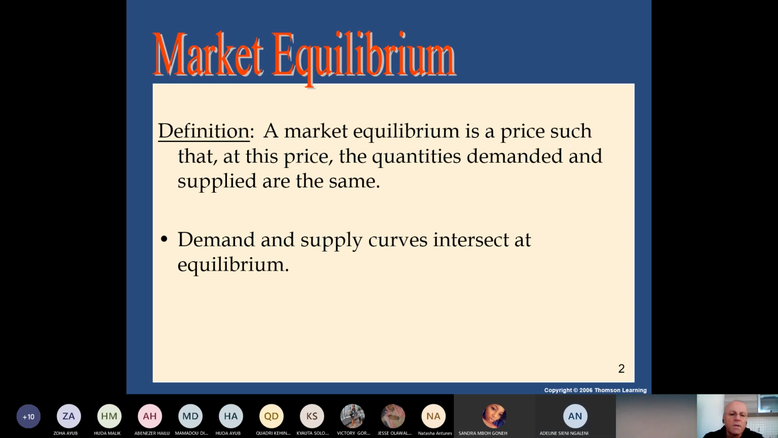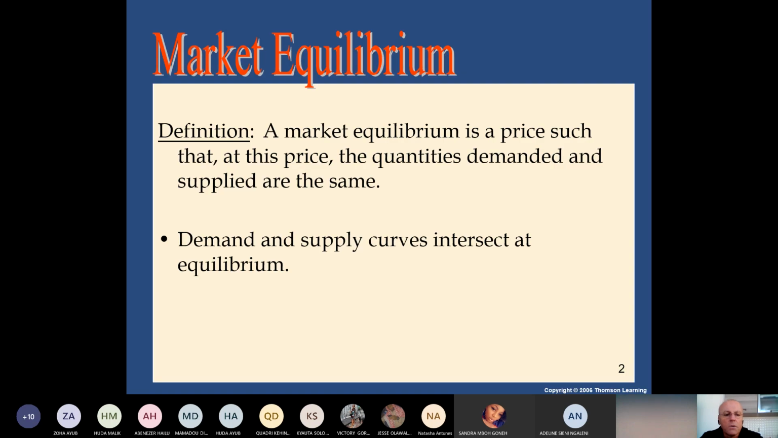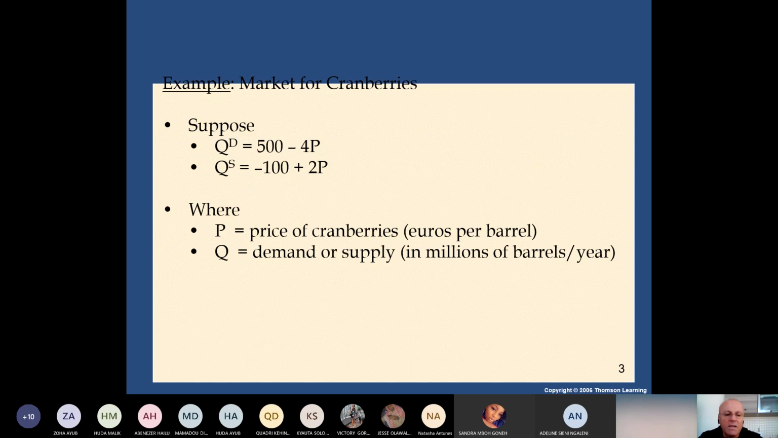Okay, I'm going to refresh you with the market equilibrium because we are in the elasticity and its applications. You see the definition of the market equilibrium as you exercised in our last lecture. Market equilibrium is a price such that at the price, the quantity demanded and supplied are the same. Therefore, demand and supply curves intersect at equilibrium, and there is, of course, an equilibrium price and equilibrium quantity.